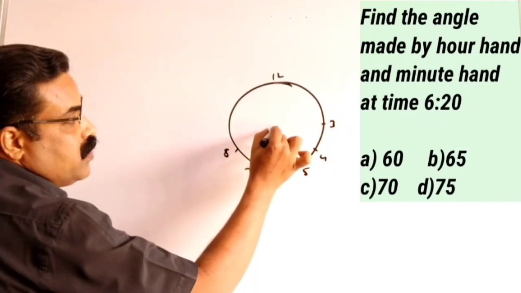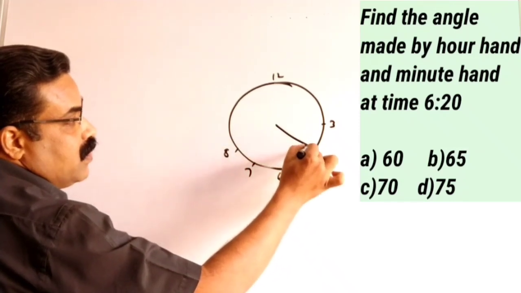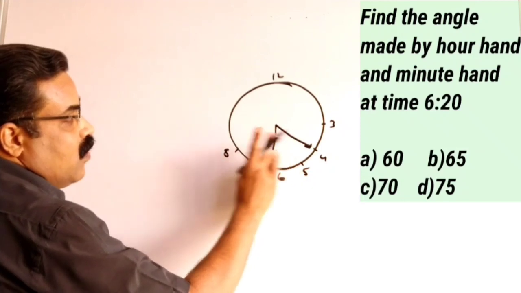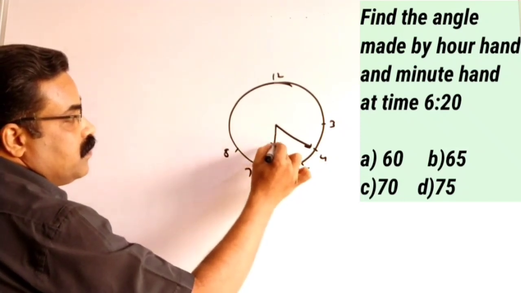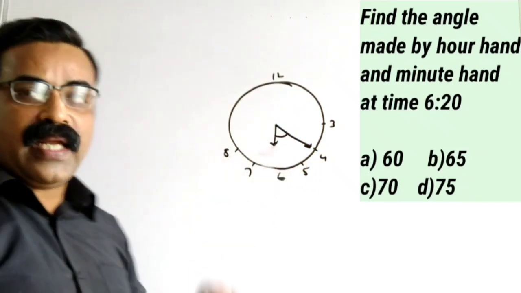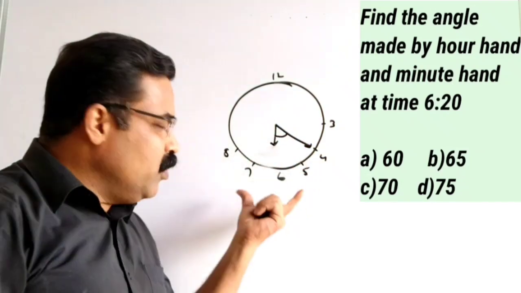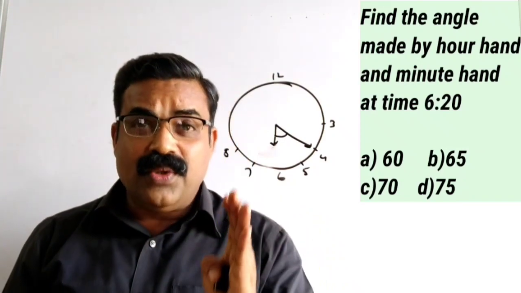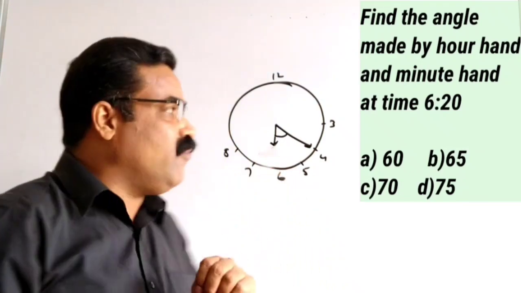So 6:20 means it will be like this, 20 minutes and 6. The hour hand will be a little smaller. So this angle is what we need to find out. 6:20 is the time. Every time you need not draw all these things. These are only for explanation. Once you get the time, you can easily find that.